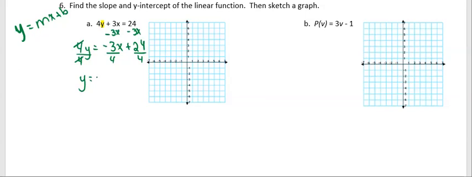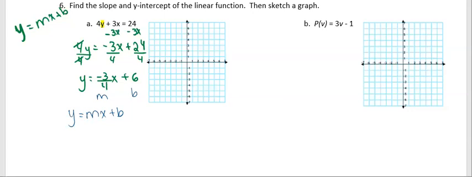Negative 3x divided by 4, that doesn't really divide nicely, so let's leave it. You could switch it to a decimal, but it will be easier to graph as a fraction. So let's leave it as negative 3/4 x. 24 divided by 4, that gives us 6. So now we have our different pieces. This is our slope, and this is our y-intercept. See how we have the form y equals mx plus b? So the b is our y-intercept, and that is our 6. And the m is the slope, and that is negative 3/4.